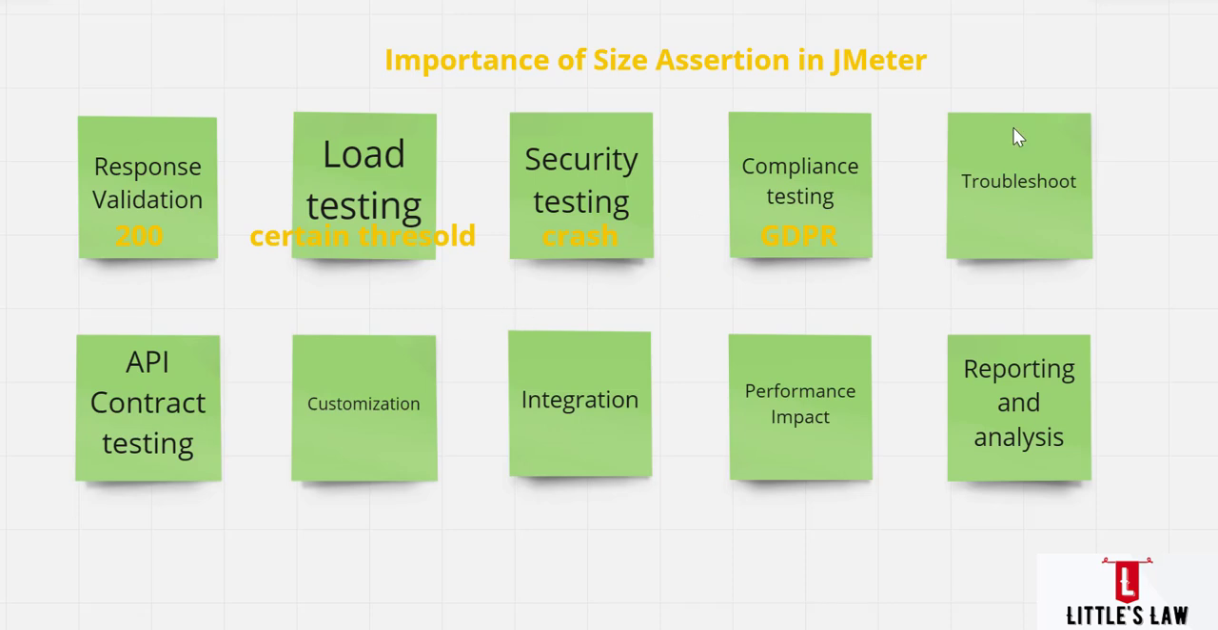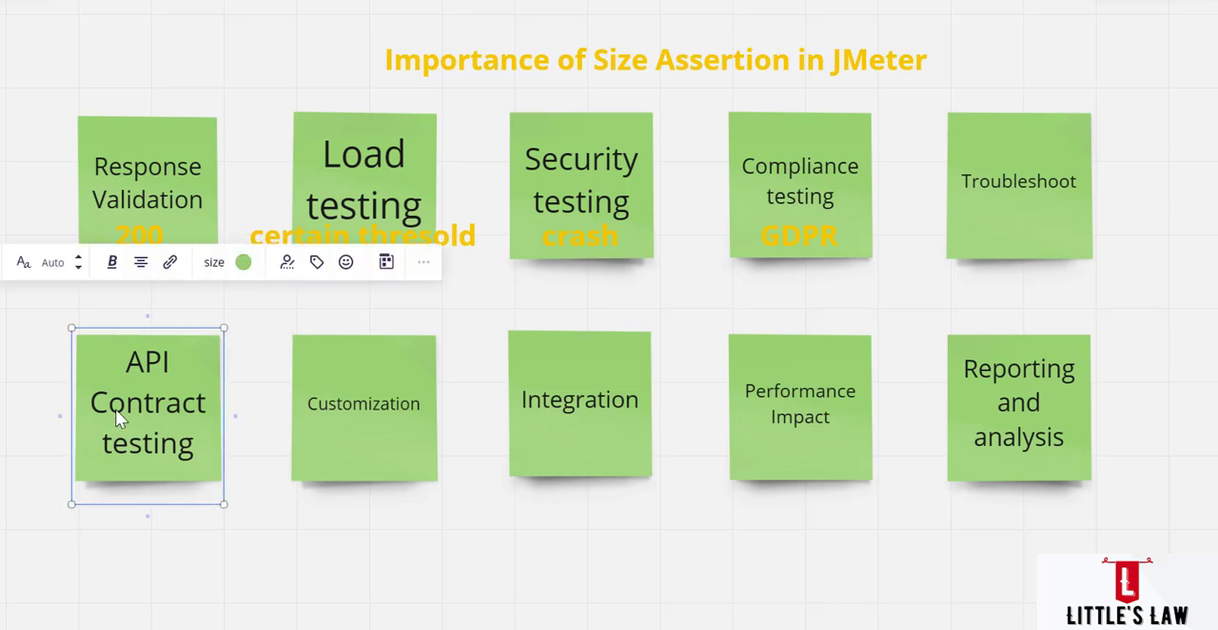And when it comes to troubleshooting, if we encounter any unexpected behavior or errors in our application, a size assertion can help us to identify whether the issue is related to the size of the response. For example, if we receive an error message indicating that the response was too large to process, we can use a size assertion to verify whether the response size is exceeding the maximum allowed limit. So that is where the size assertion helps us in troubleshooting.